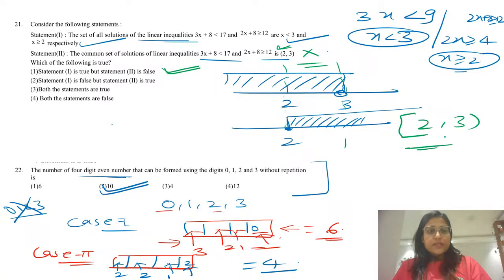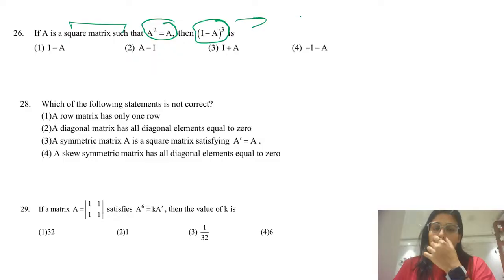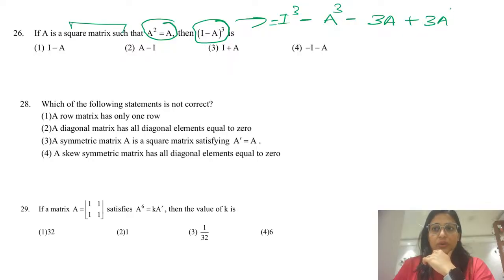Okay. Let's come to the next question now. A is a square matrix such that A square is A. We have to find (I minus A) cube. So here, either you expand by the binomial or you can directly write the formula. What is (A minus B) whole cube? A cube minus B cube minus 3A square B plus 3AB square, right?